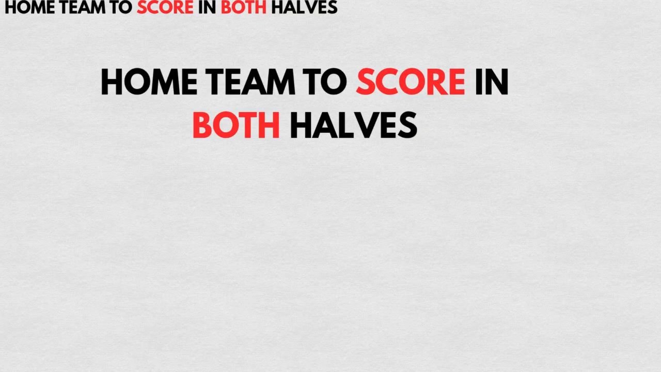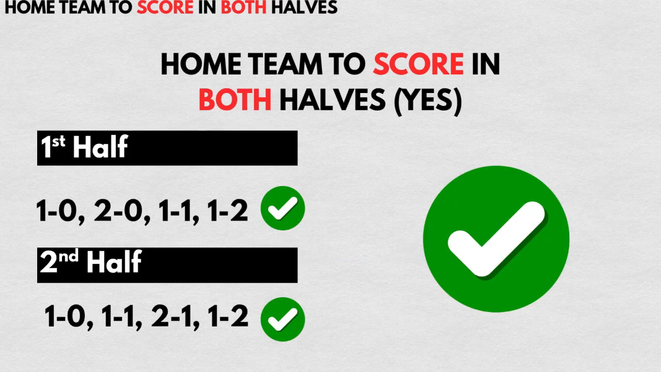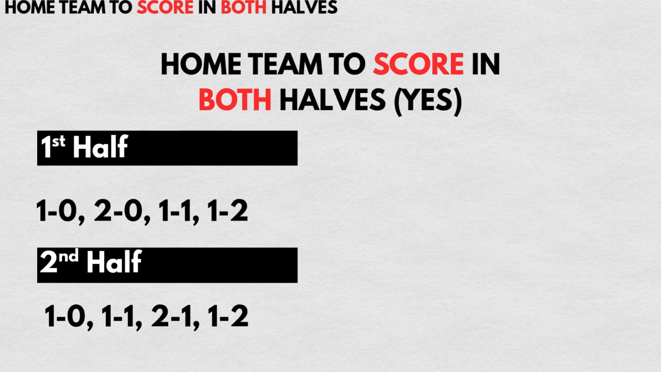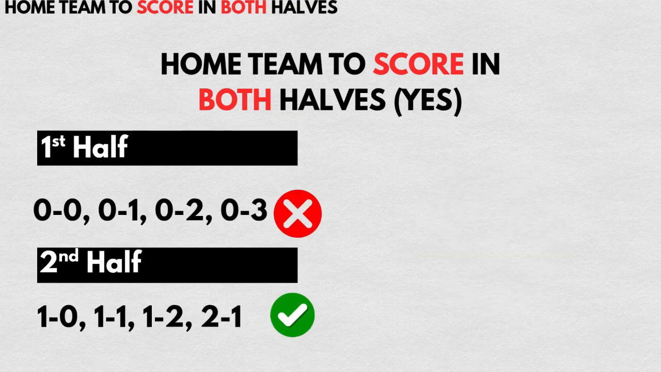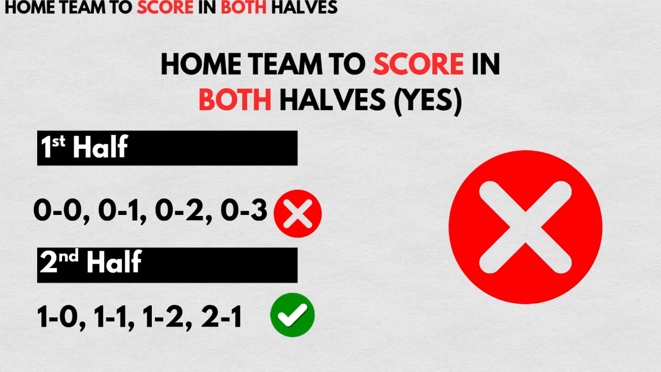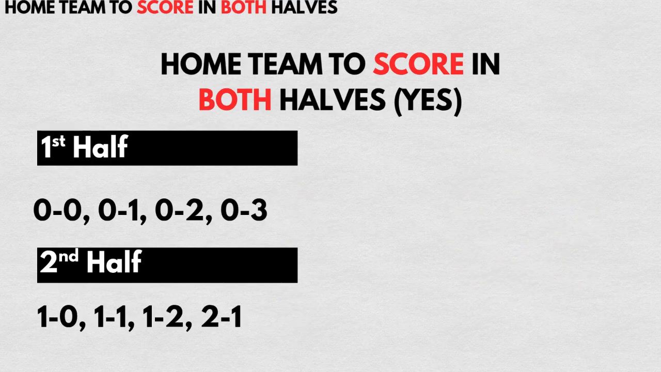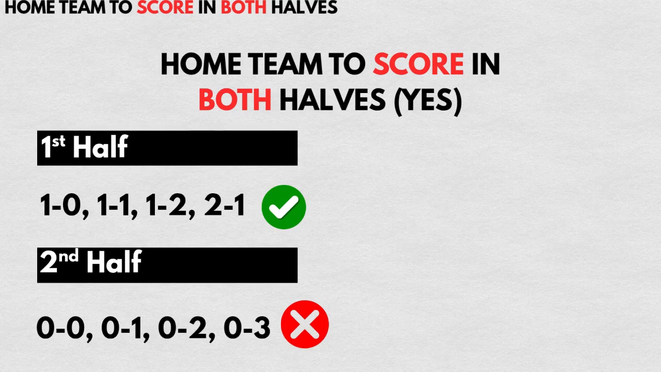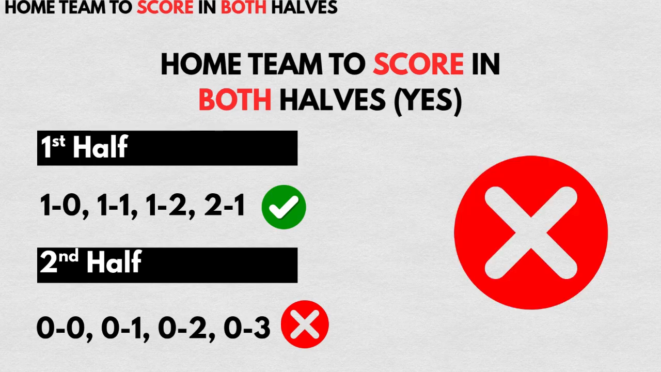Home team to score in both halves, yes or no? If you pick yes, that means you want the home team to score in both halves, the first half and the second half. If the home team fails to score in either half, let's say they fail to score in the first half but they score in the second half, or they fail to score in the second half and they score in the first half, then it's going to be counted as a loss.